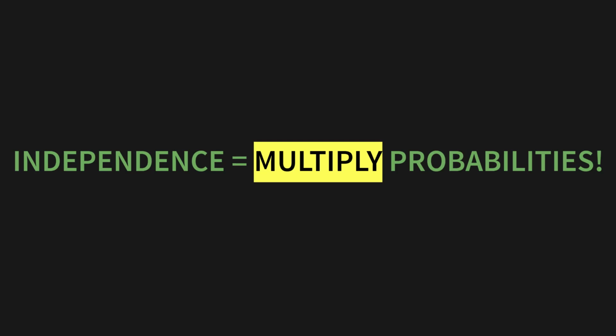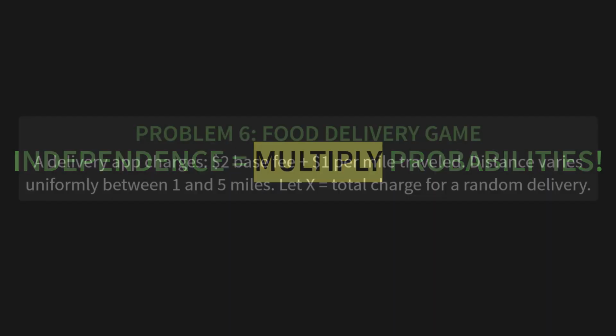So what's the big deal about independence? It means one event doesn't change the probability of another. When events are independent, just multiply their probabilities. It's that simple. No complicated formulas, no conditional thinking, just straight multiplication.